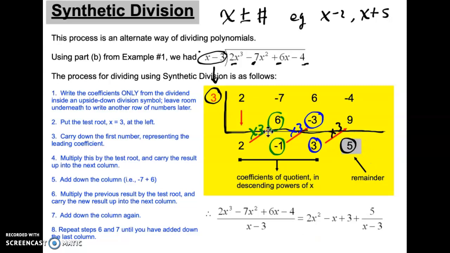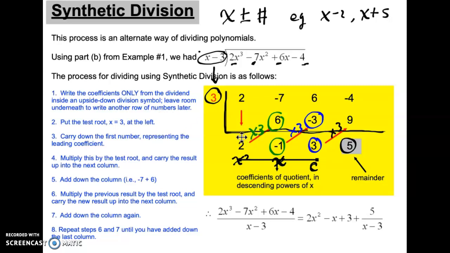The way we read our answer here is it's this bottom row. Whatever the last number is, that is always your remainder. The next number will always be your constant term. The next number will always be your x term. The next number will always be your x squared term. And then it would continue. If there's another term, it would be your x cubed. If there's another term, it would be your x to the 4.